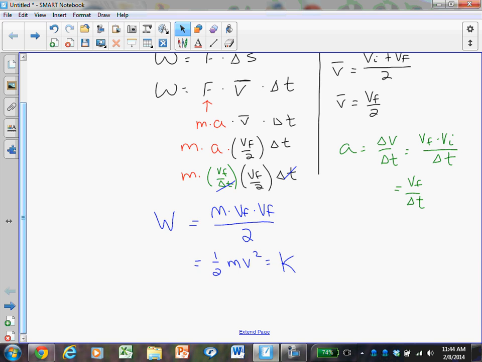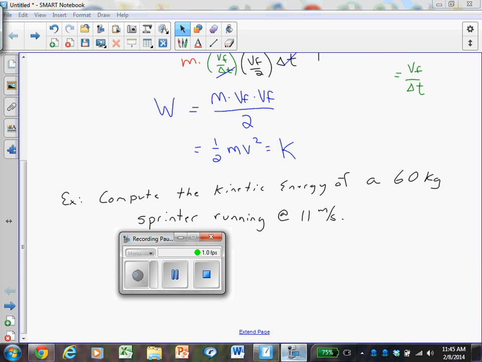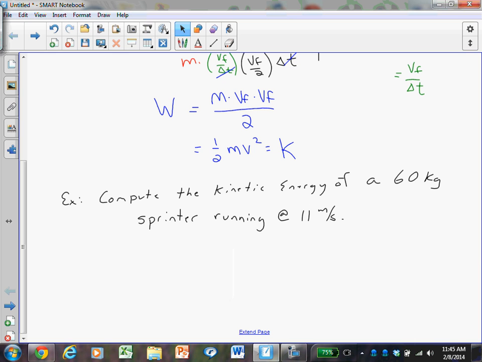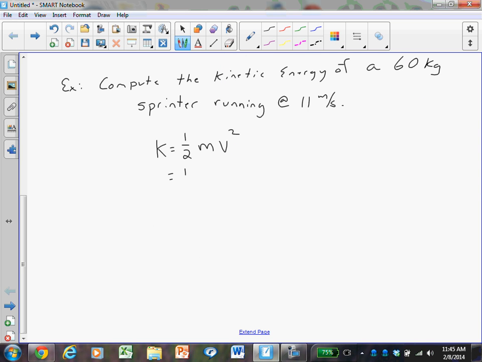Here's an example. Compute the kinetic energy of a 60 kilogram sprinter running at 11 meters per second. K is 1/2 mv squared, and this is just a simple plug-in problem. 3,630 joules is our kinetic energy.